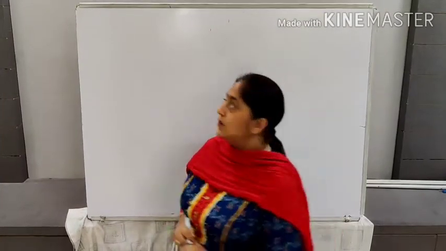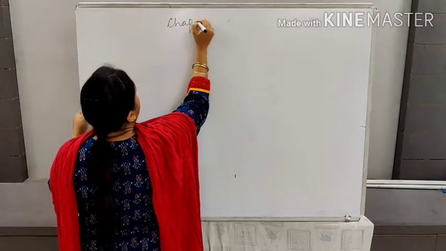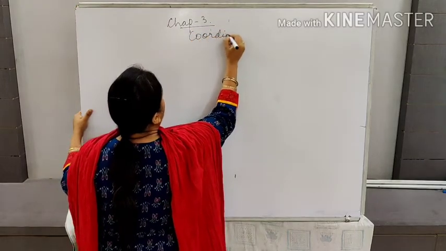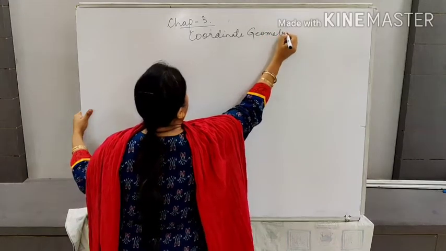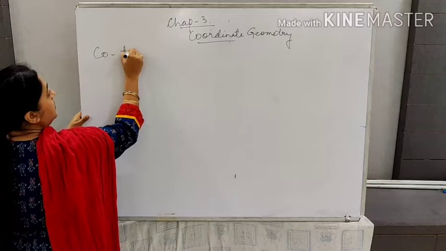Students, today we will be starting with chapter 3, that is coordinate geometry. Chapter 3 of your NCERT, that is coordinate geometry. Now, what do you mean by coordinate? First we will talk about this. Co means together. Co का क्या मतलब होता है?